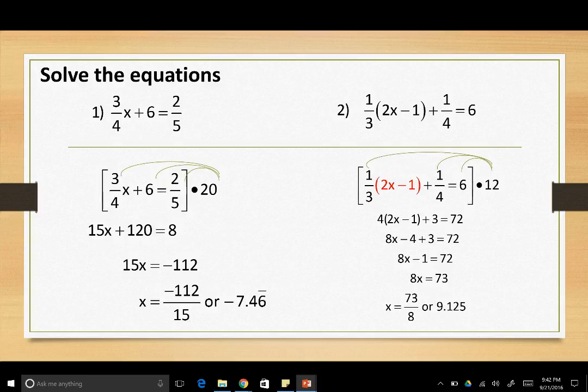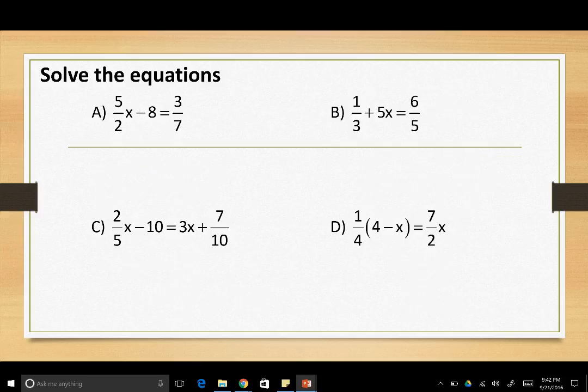So if these equations made sense, wonderful. If you have questions about the equations we're working with here and the steps we've shown you, please write them down and come to class and ask. But right now, we are going to move on to these 4 equations that we're going to ask you to solve on your own. So take these equations, solve them, and then come back and check your answer.